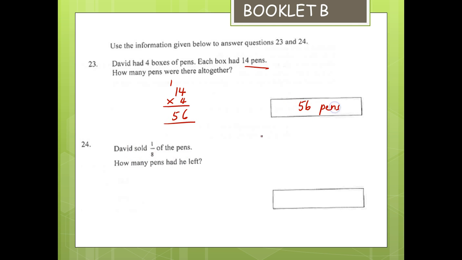56 pens altogether. David sold 1/8 of the pens. So 8 units is my 56. 1 unit is 56 divided by 8, which is 7. How many pens had he left? He sold 1/8. He left 7 units. So 7 times 7 gives you 49. So he has 49 pens left.